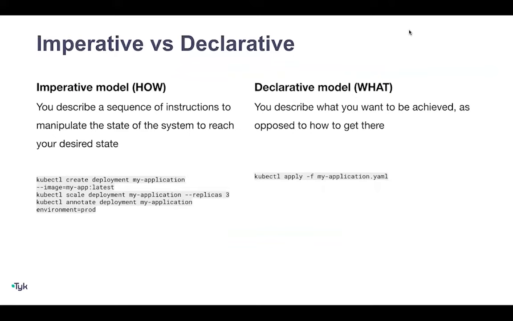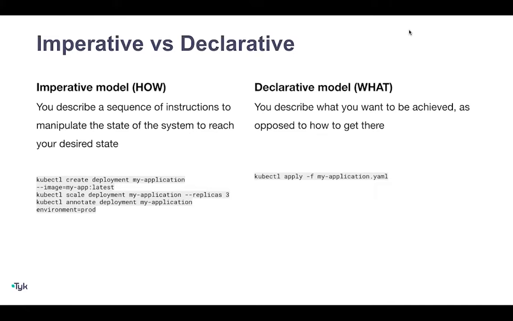Getting into GitOps now, one of the principles of GitOps is that the system should be described declaratively. But what does declarative mean? Declarative is the what, as opposed to the imperative model, which is the how. And this can be a little bit difficult to understand initially, I think.